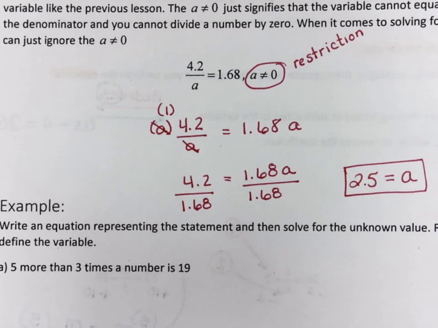So if you have a variable on the bottom, you have to multiply it up to the top level, just like you would before. You can't deal with it on the bottom. It has to be upstairs.